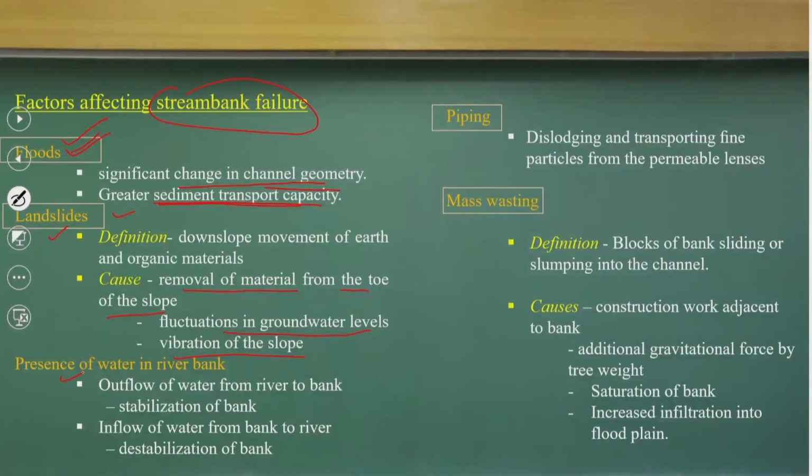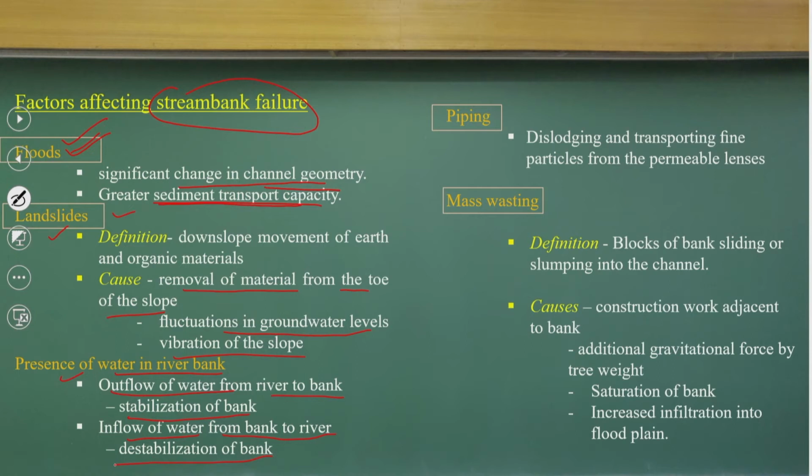You can also understand the presence of water in the bank. Outflow of water from the river to the bank is stabilization of the river, and inflow of water from the bank to the river is destabilization of the bank. Just try to understand it as I explained earlier.